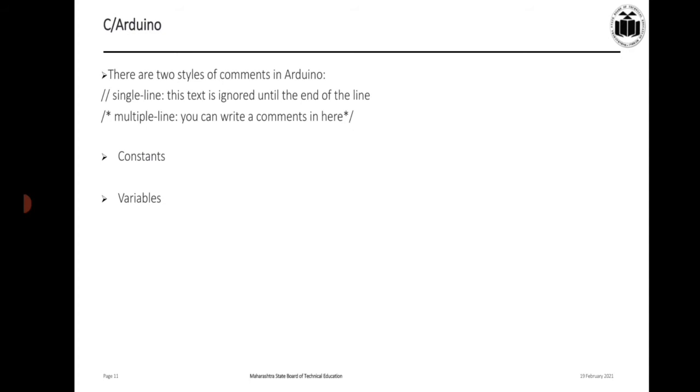Constants. Constants, as the name suggests, are entities whose values cannot be altered. We can use numeric constants and character constants. Variables are used to store data whose value can be changed according to our need. A unique name is given to a variable.